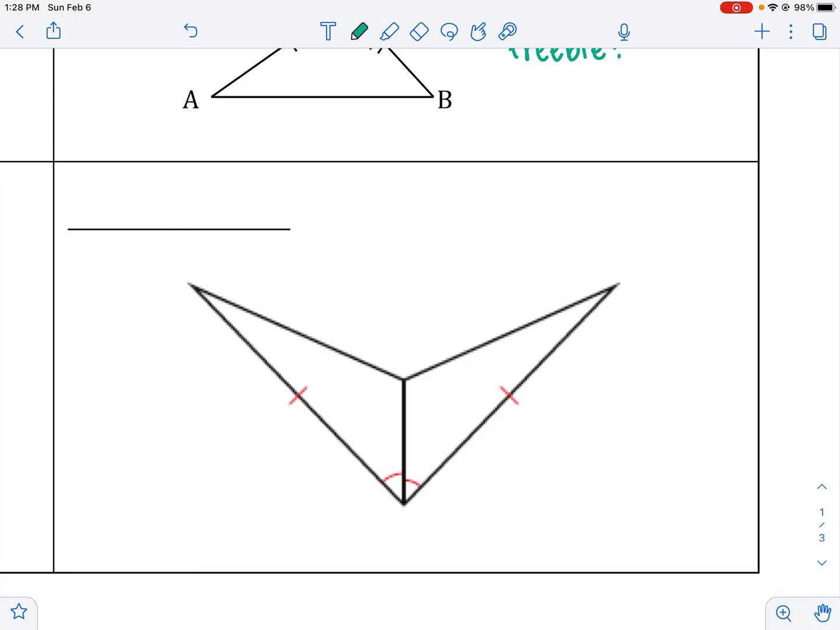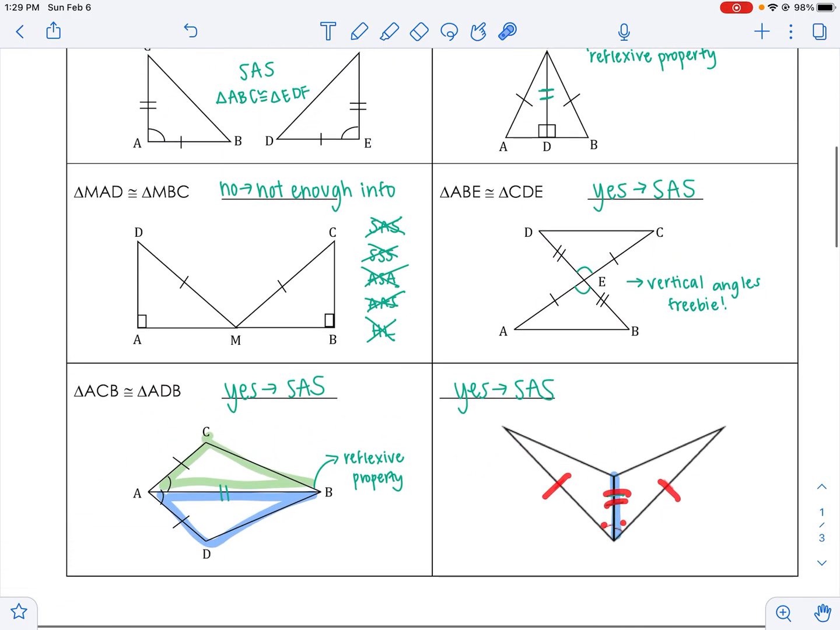So I'm going to give you a minute asking yourself, do you have any freebies? Yes or no? What are you thinking? Hopefully you said yes to a freebie, so yes, I can add ticks there. And once I do that, I've established that my triangles are congruent by side, angle, side. Notice the two matching sides with ticks and the angle between.